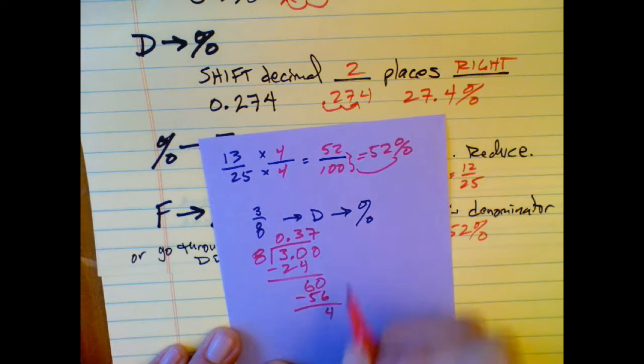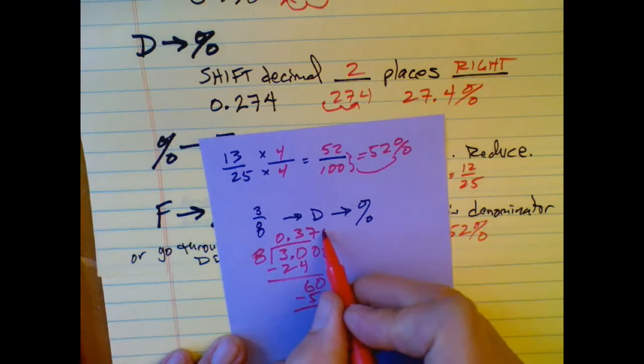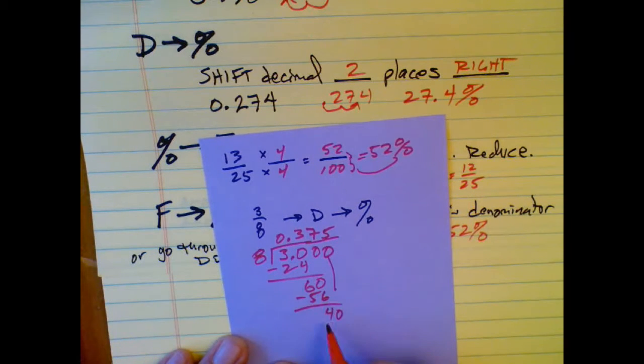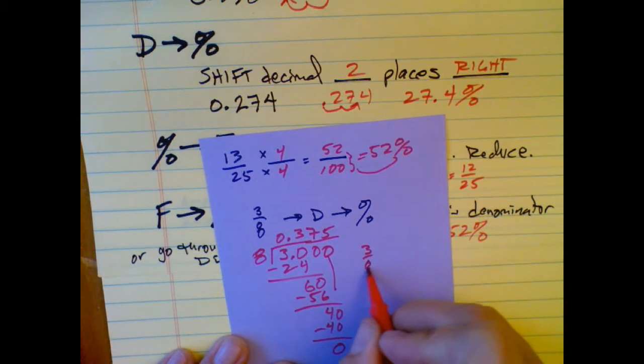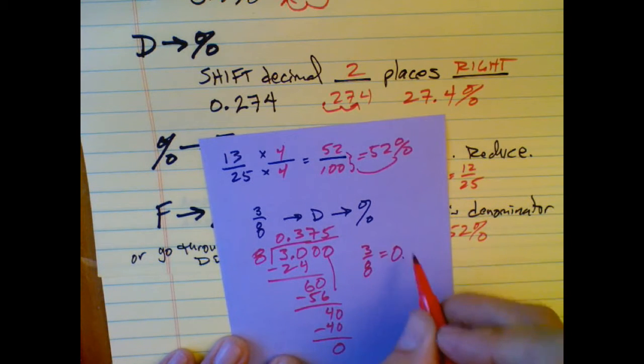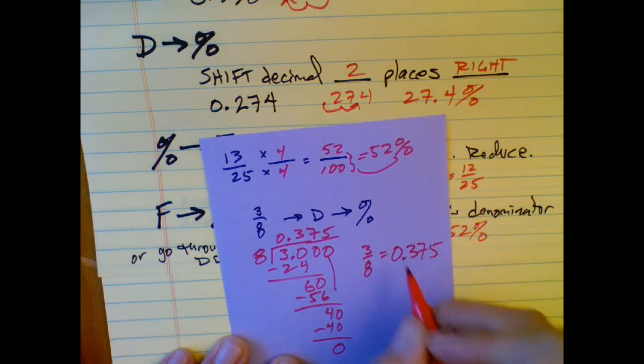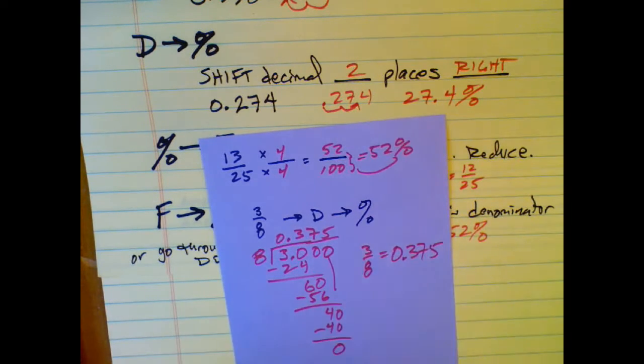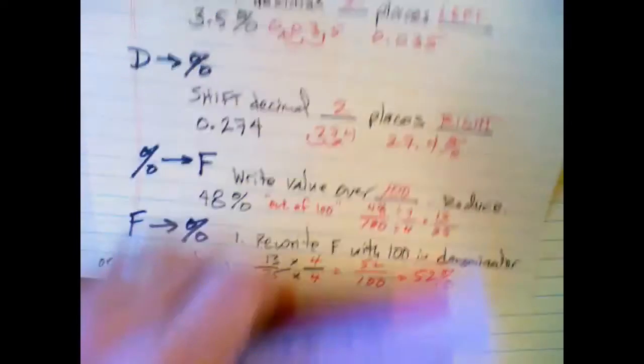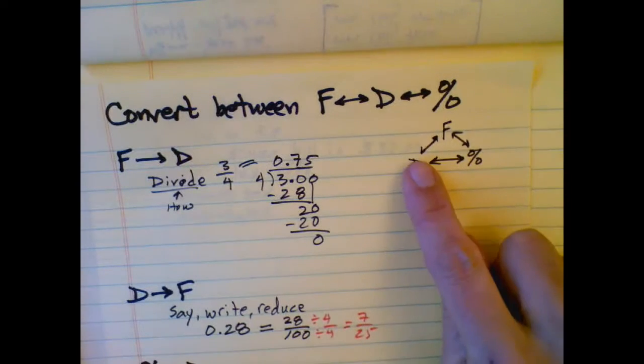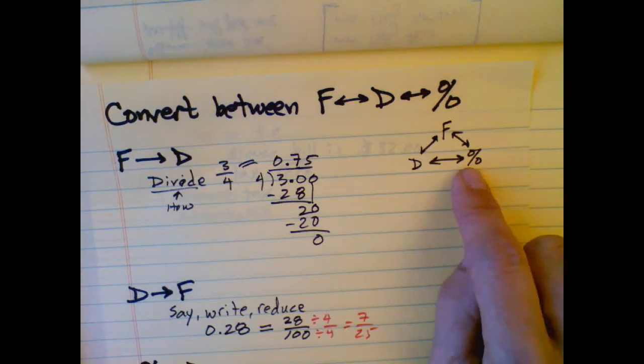60 minus 56 is 4. I bring the 0 down. How many 8s can I get out of 40? I can get 5. 5 times 8 is 40. I'm at the end there. So I know that 3/8 is equal to this decimal value right there. So there are the 6 different conversions you have to know between decimal, fraction, and percent.